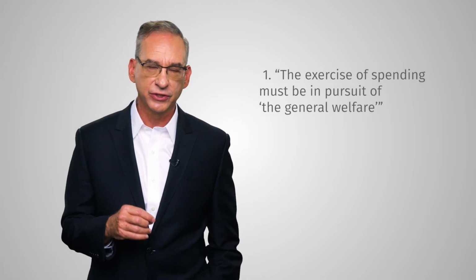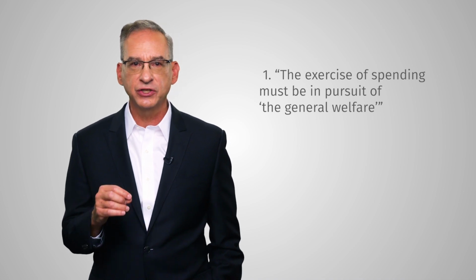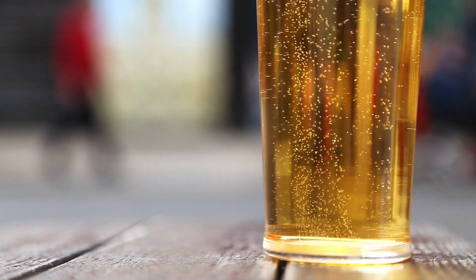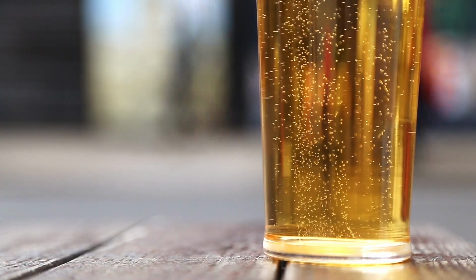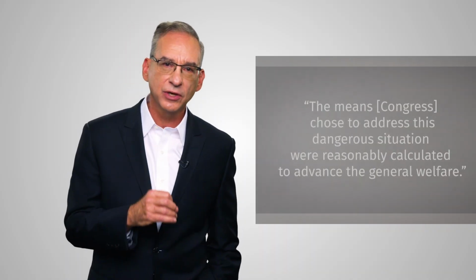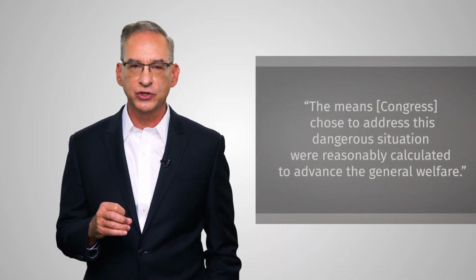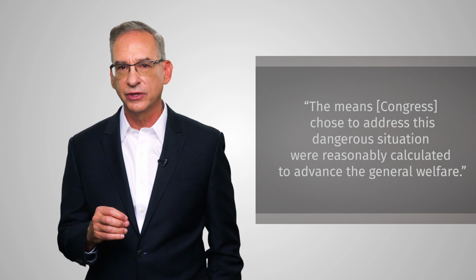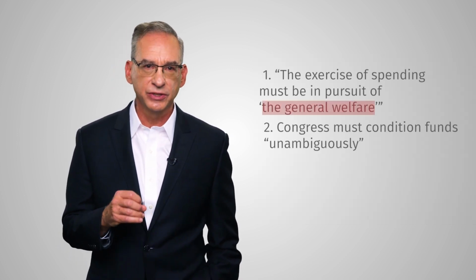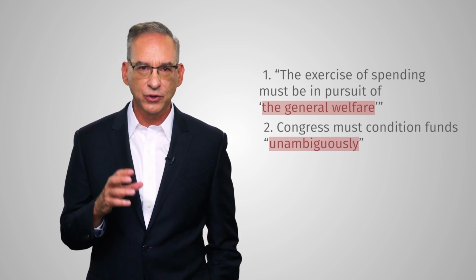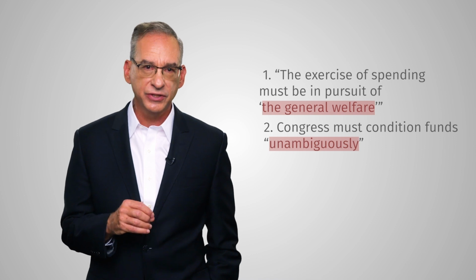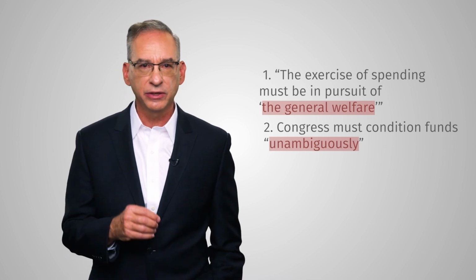The first restriction is that, quote, the exercise of spending must be in pursuit of the general welfare. The court found that this first factor was satisfied because varied drinking ages created incentives for teens to drink and drive across state lines. Quote, the means Congress chose to address this dangerous situation were reasonably calculated to advance the general welfare. The second restriction is that Congress must condition funds unambiguously, so states know what they are getting into when they accept federal funds.